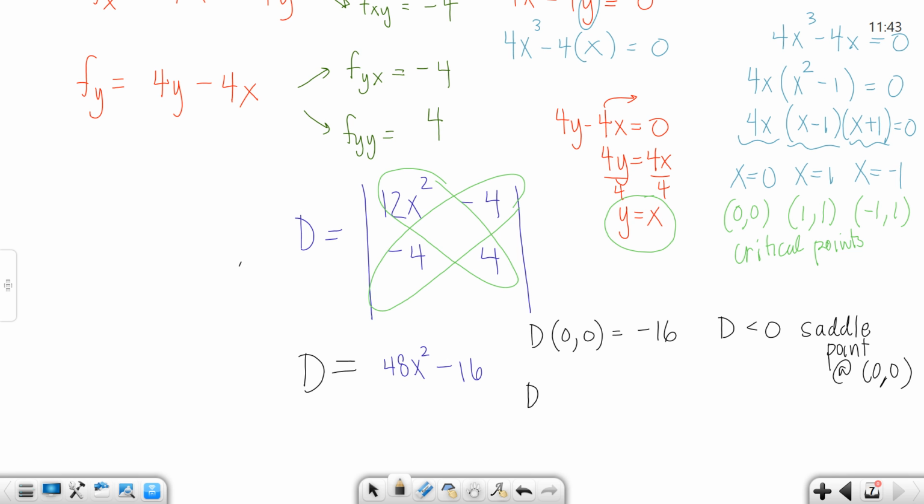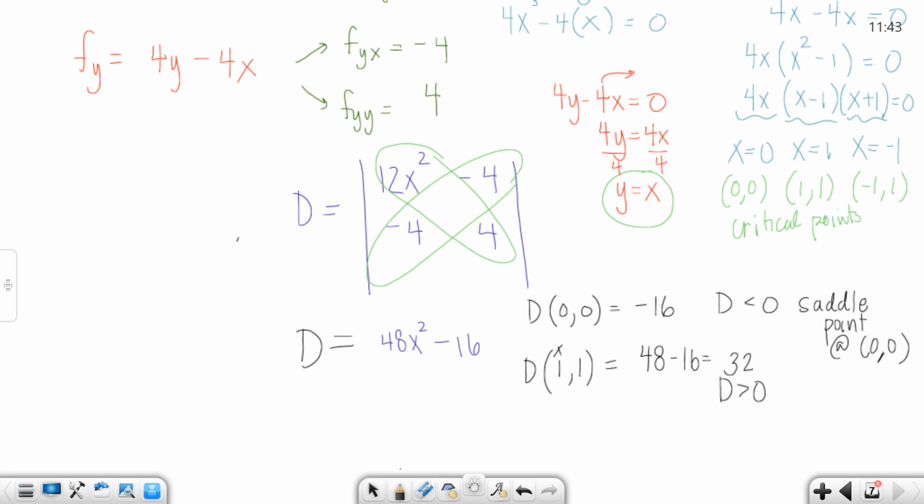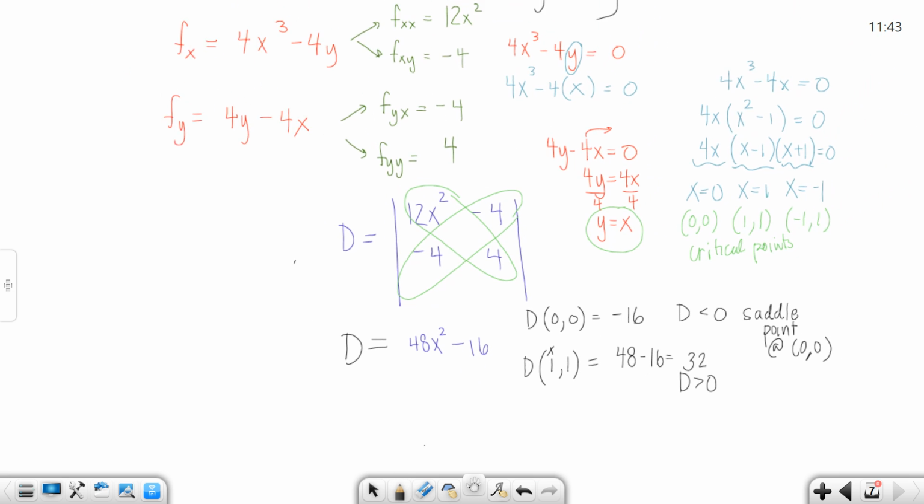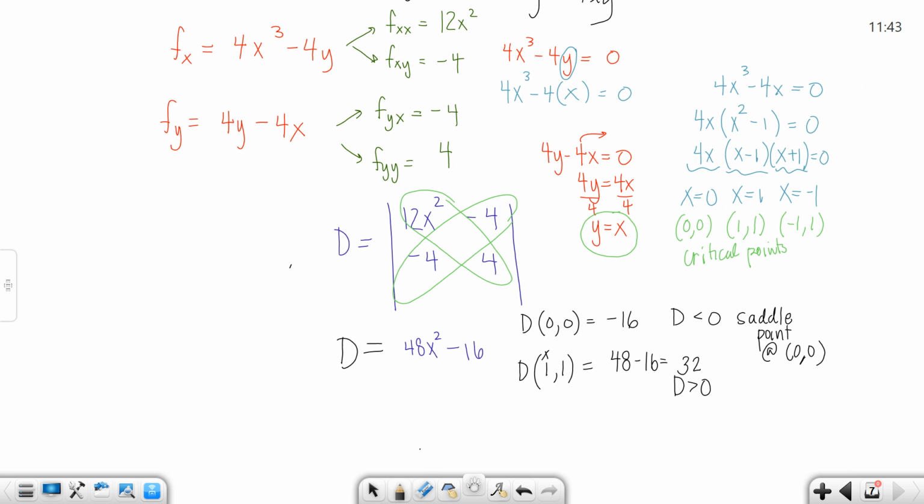Okay, so let's analyze what happens at D at the point 1, 1. Okay, mainly when x is 1. So when x is 1, you're going to get 48 minus 16, which is 32. 32 is greater than 0, so we need to keep looking. Okay, 32 is greater than 0.